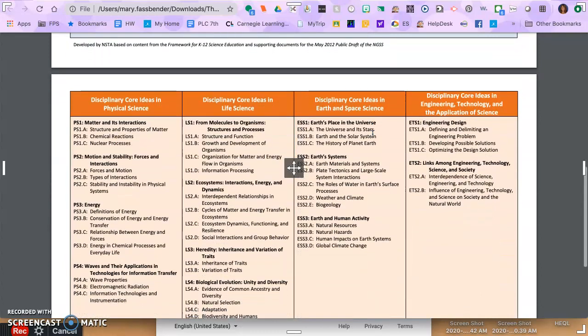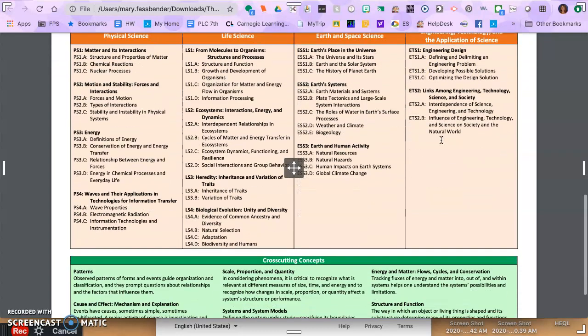The orange is the disciplinary core ideas, and this is the content. This is what we've been used to as far as science goes, teaching just the content. And you will see that they're organized by physical science, life science, earth and space science, and then the engineering. These are kind of the STEM standards.